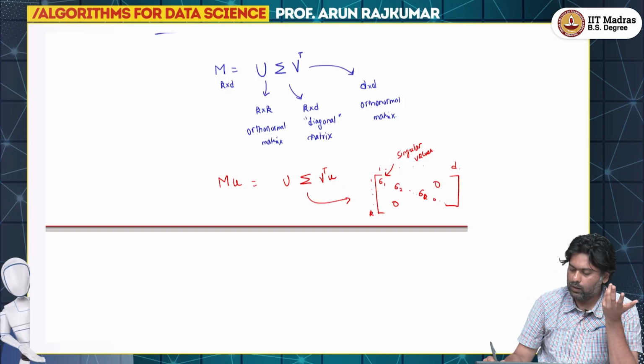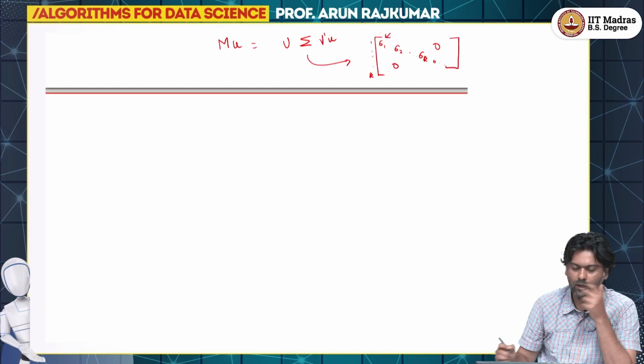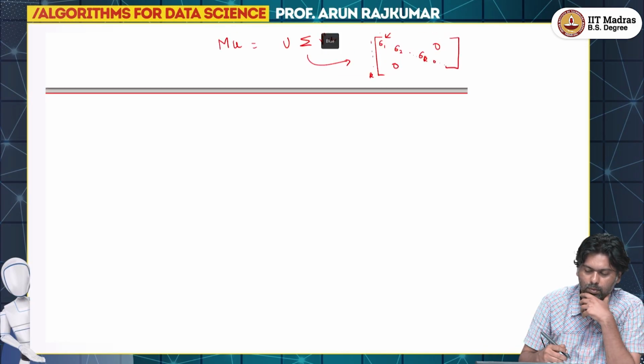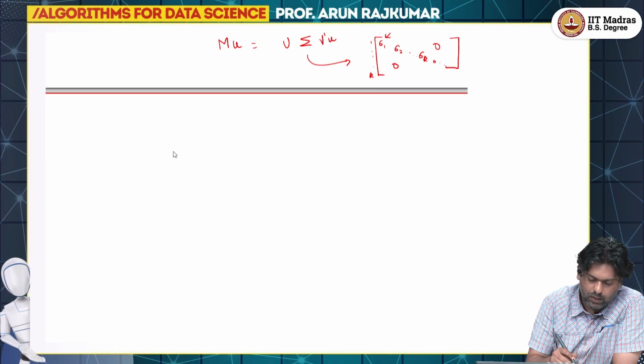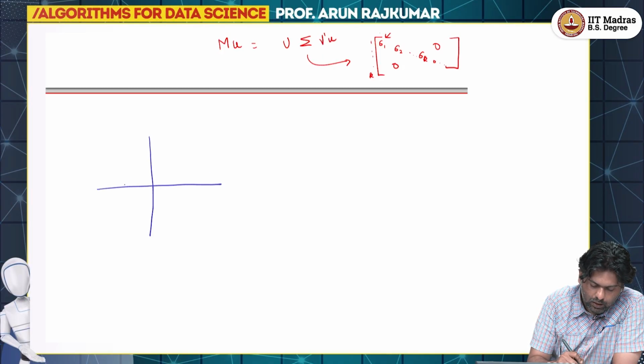Geometrically, what this is telling us is the following. This is also something that some of you may be aware of if you have seen SVD before. Let us say in 2D, I can consider vectors of length 1.